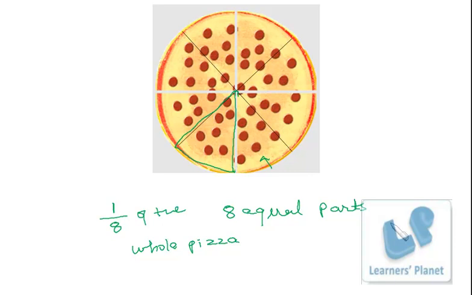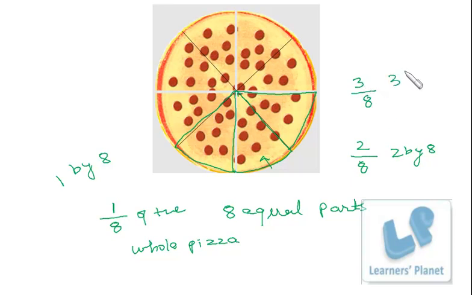Now what if you are going to eat two pieces? Out of 8 pieces, suppose you are eating 2 pieces. So the fraction will be 2 out of 8, or we can say 2/8. Here we can say 1/8, okay? And you are eating 2 pieces. Now what if you are eating 3 pieces? Then out of 8 you are eating 3 pieces. So what you say? I ate 3 by 8 of the pizza.